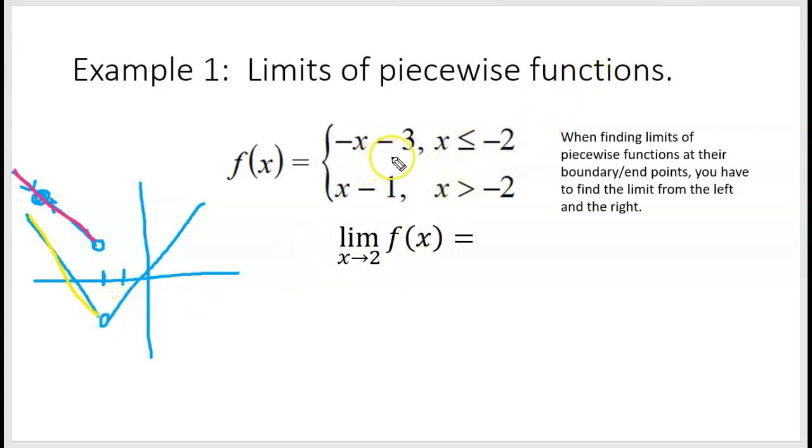So if you're trying to find the limit at the boundary point, or the endpoint of the pieces, if you're trying to find the limit of a piecewise function at its boundary or endpoint, then you'll need to find the limit from the left and the limit from the right. Our goal is to see, do they meet up at the same point? If they do, then the two pieces are connected. But if I find the limit from the left and I get a different answer than the limit from the right, then that means they're not connecting, and this function therefore would not have a limit at that point.